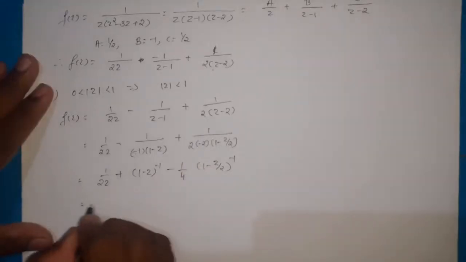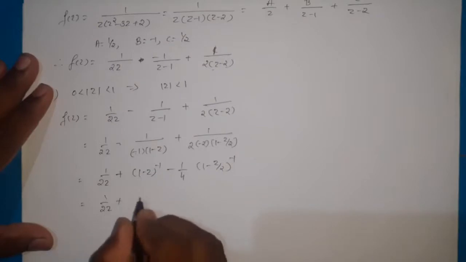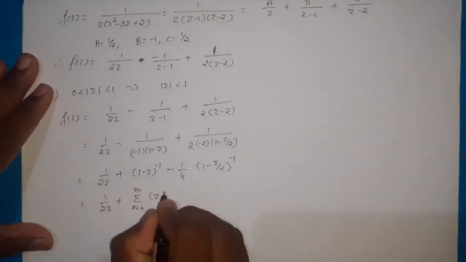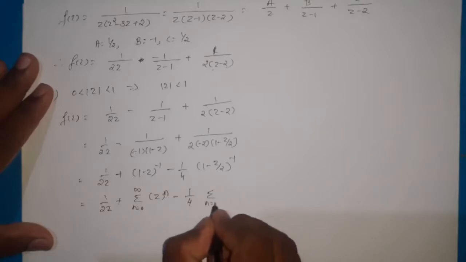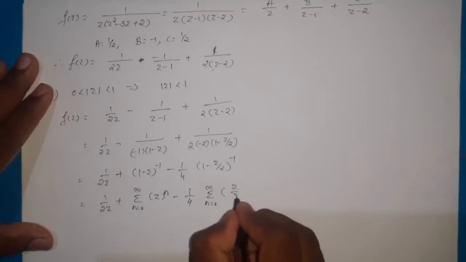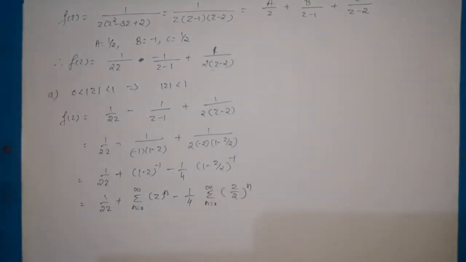Then this is 1 by 2z plus summation over n equal to 0 to infinity z power n minus 1 by 4 into summation over n equal to 0 to infinity (z by 2) whole power n. In both the terms it is (1 minus x) whole power minus 1. So that's why I am not writing that (minus 1) whole power n.